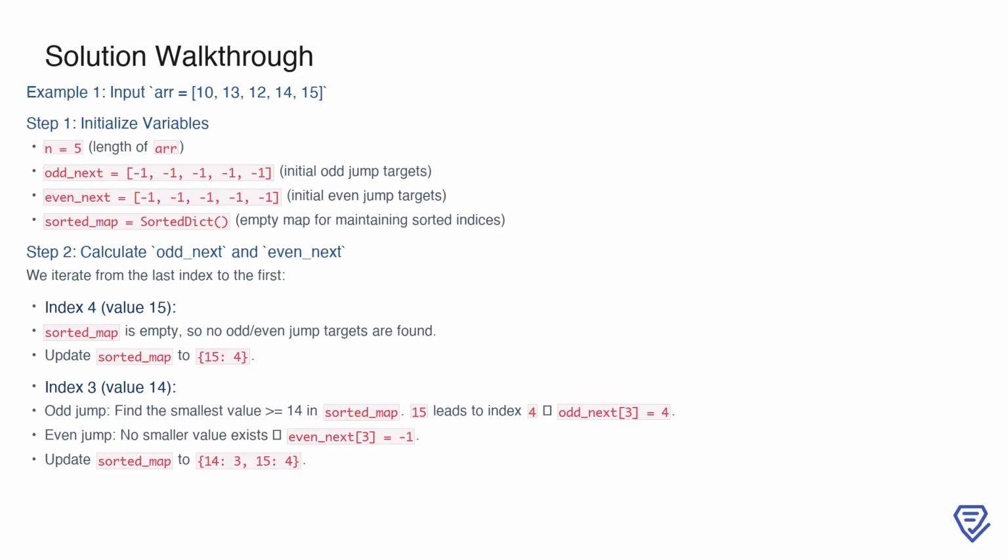At index 3, the value is 14. For an odd jump, we look for the smallest value greater than or equal to 14 in sorted_map, which is 15. The corresponding index is 4, so we set odd_next[3] equals 4. For an even jump, we try to find the largest value smaller than 14, but there are no such values, so even_next[3] remains -1. Finally, we update sorted_map to include the value 14 at index 3, resulting in 14, 3, 15, 4.